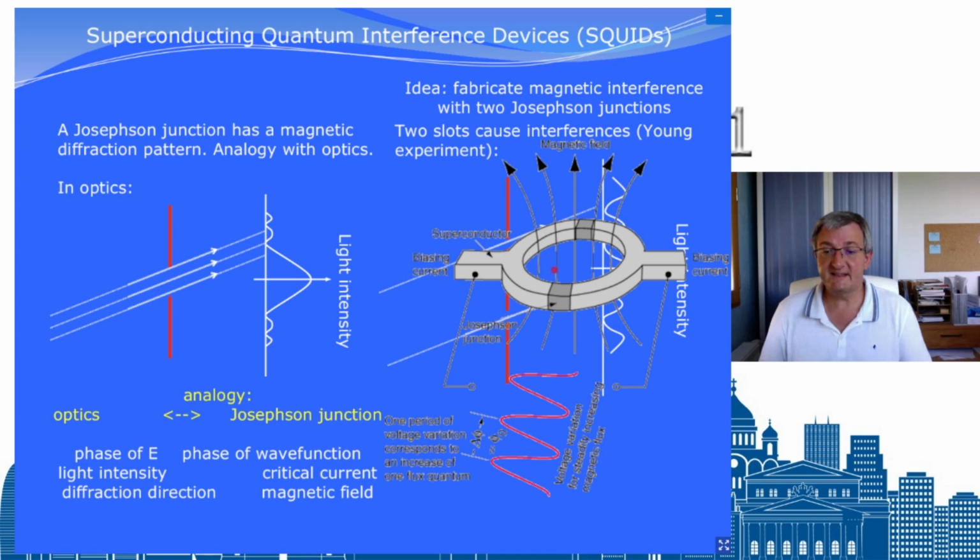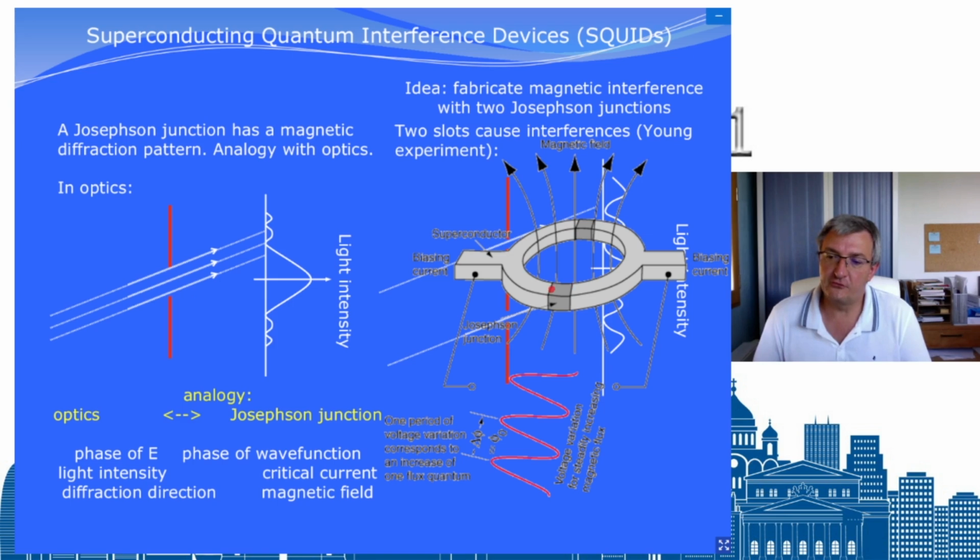You have the exact same thing with a SQUID. A SQUID is two Josephson junctions in parallel, and they are connected to this wire. So you pass a current here. This current will go here and come back and go there. And the interesting feature is that, of course, in these two junctions, you have a difference of phase, right?